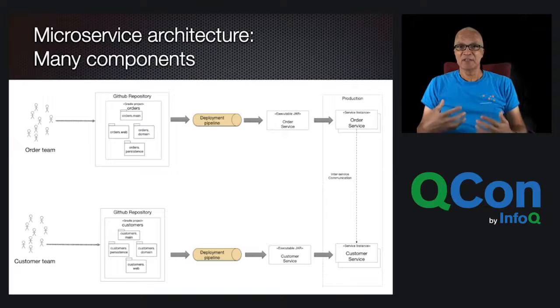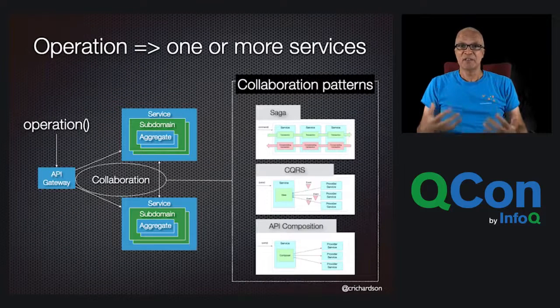In a microservice architecture, an operation is implemented by one or more collaborating services. Operations that are local to a single service are the easiest to implement. However, it's common for operations to span multiple services. As a result, they must be implemented by one of the microservice architecture collaboration patterns: Saga, API composition, or CQRS.